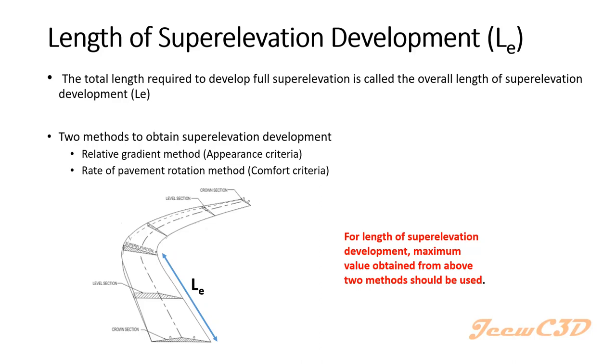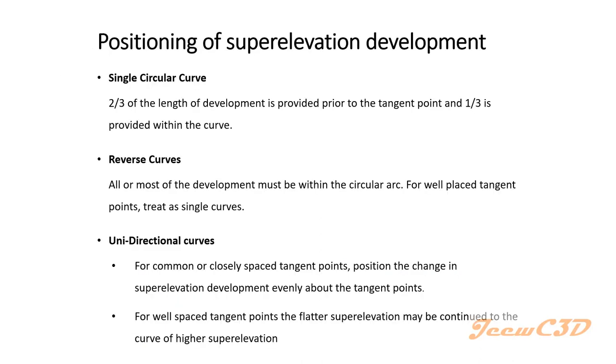because there is a straight portion and there is a curved portion. So we need to know whether we put all this LE length, that means whether we rotate the total pavement within the straight section or within the curved section, or some part in the straight section and some part in the curved section. So we have something called positioning of super elevation development. It means how much we put on the curve and how much we put on the straight. So here we have three definitions for how to distribute super elevation development length among each entity.